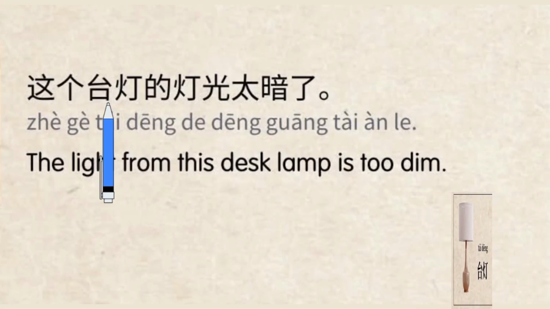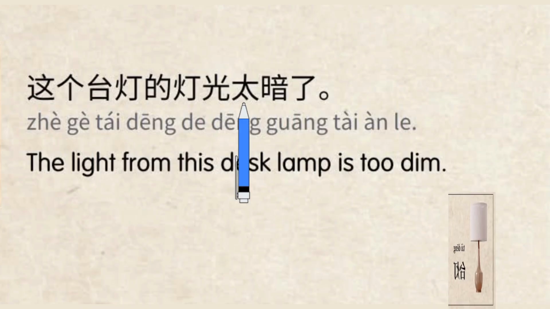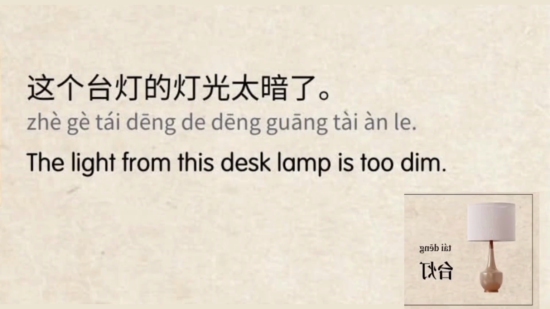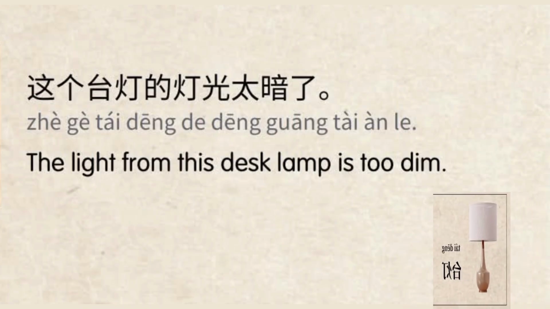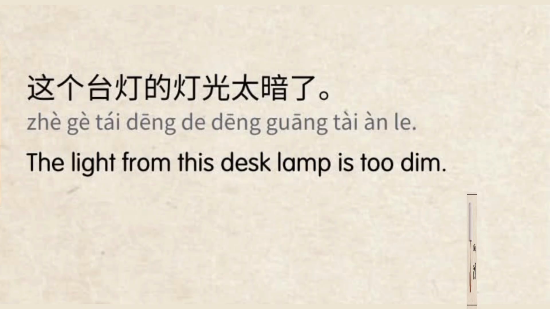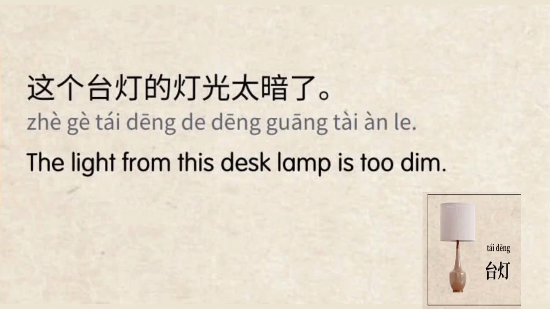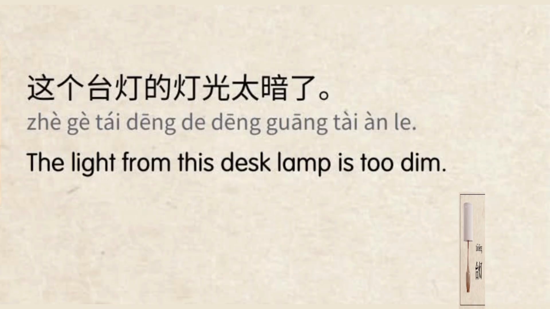这个台灯的灯光太暗了。The light from this table lamp is too dim. Let me highlight the words we just learned. 台灯. Hope you learn it. Let's move to our next vocabulary.